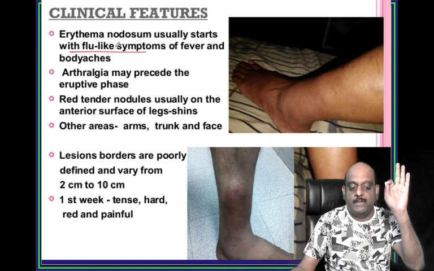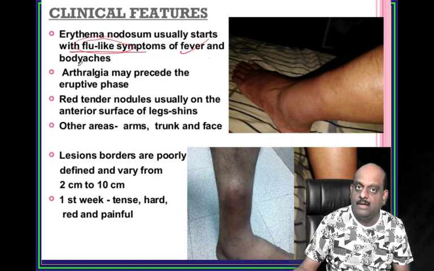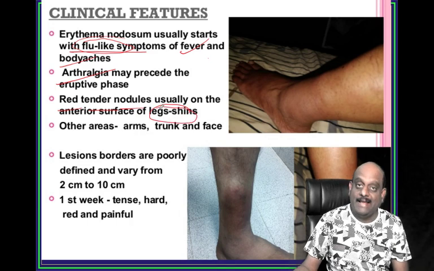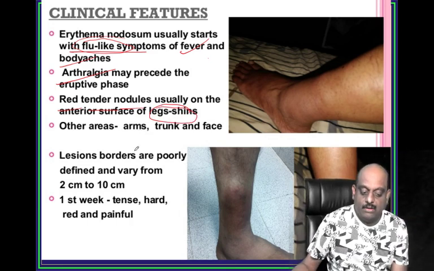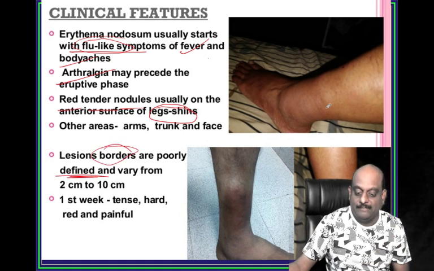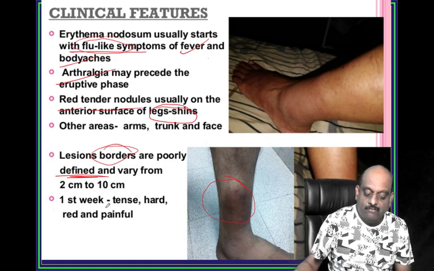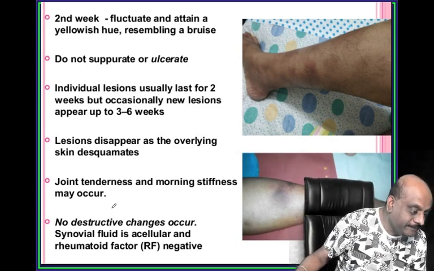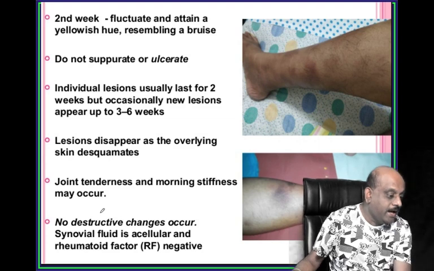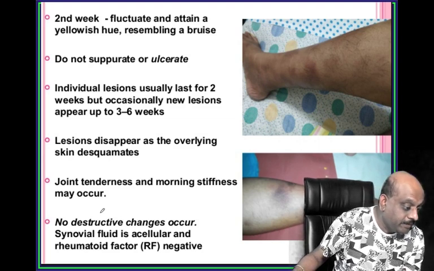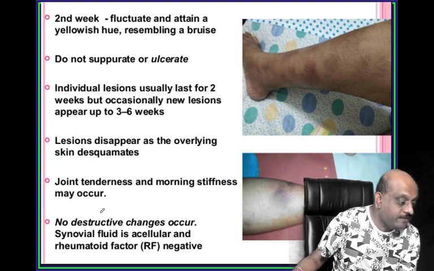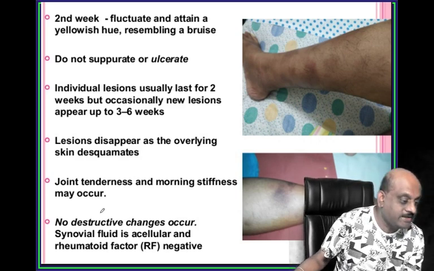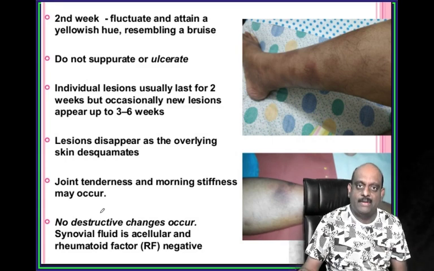Usually erythema nodosum starts with flu-like symptoms, fever, body aches, arthralgia, red tender nodules in the anterior surface of the legs and shin. Then the borders of the lesions are poorly defined, and first week they become tense, hard, red and painful. That is the presentation of erythema nodosum. Very good. Abhishek says ulcerative colitis and Crohn's. Most common cause is idiopathic. Shweta is once more reinforcing. Septal panniculitis is the underlying cause. Excellent, doctor. Keep punching the points that come to your mind, right?